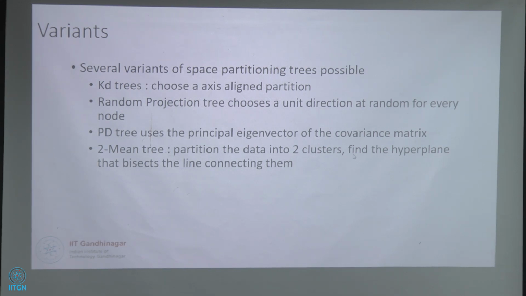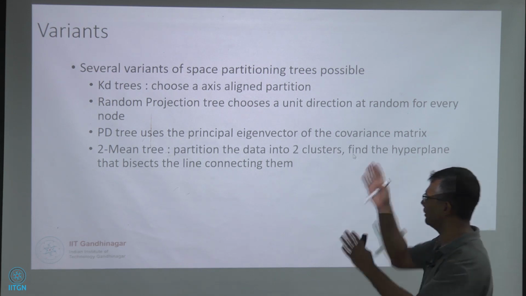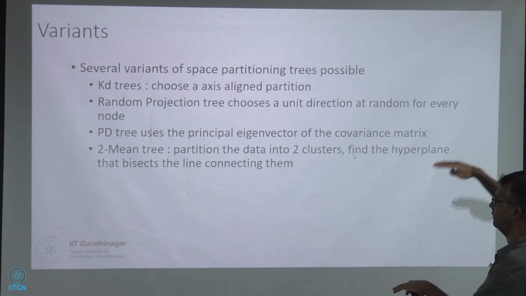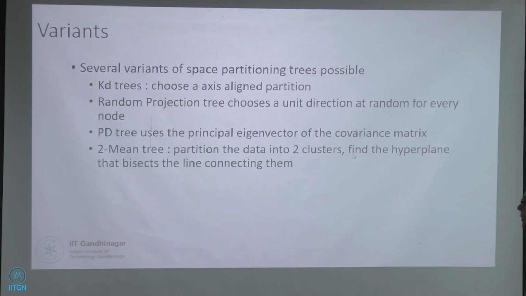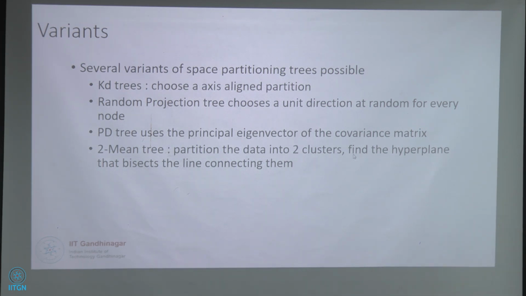There are several variations of space partitioning trees possible. One of the very common ones that you find everywhere is KD trees, right? In which case the partitioning is basically axis aligned. Right? That is, you always partition parallel to the x-axis or y-axis or z-axis, according to that. There's something called a random projection tree, in which you choose the partitioning space to be a random hyperplane, right? Yeah, you could use something called a principal direction tree.